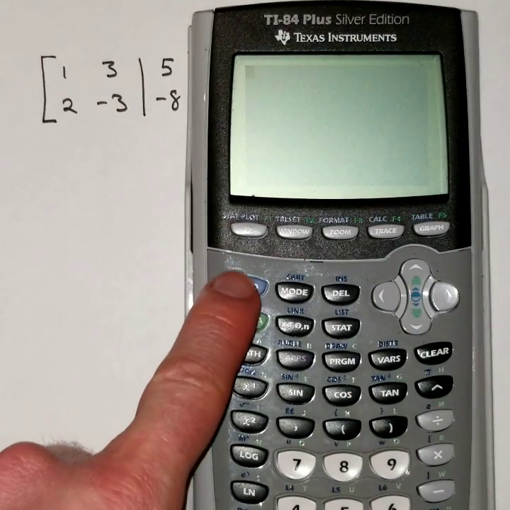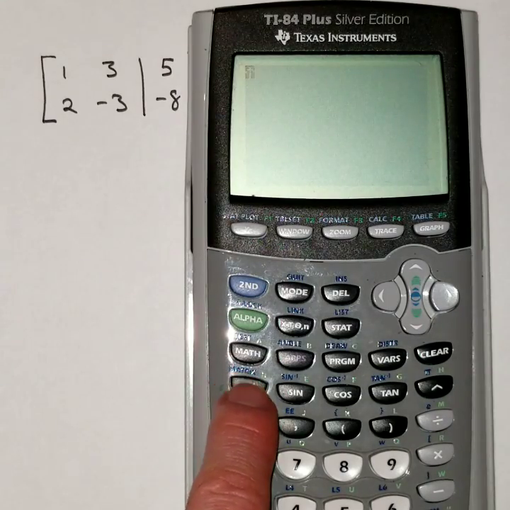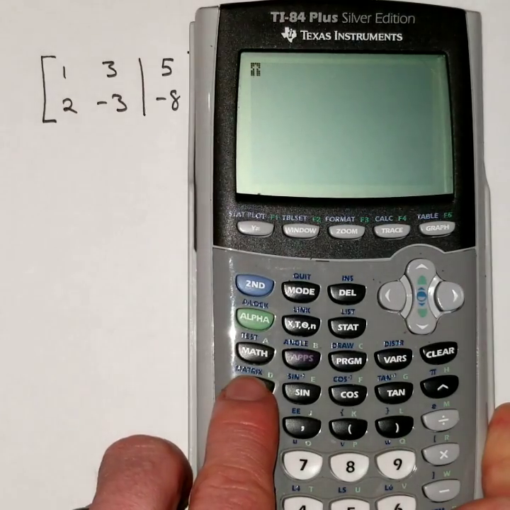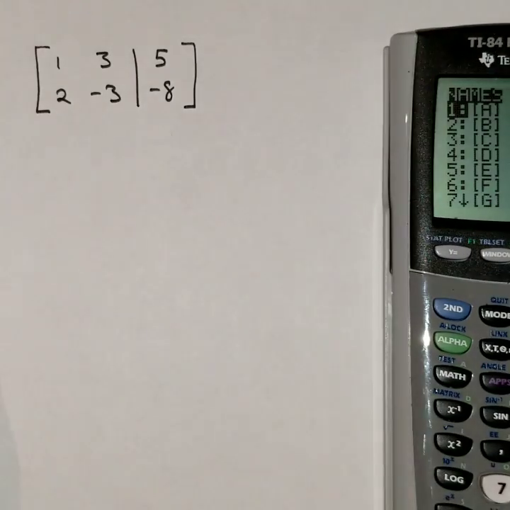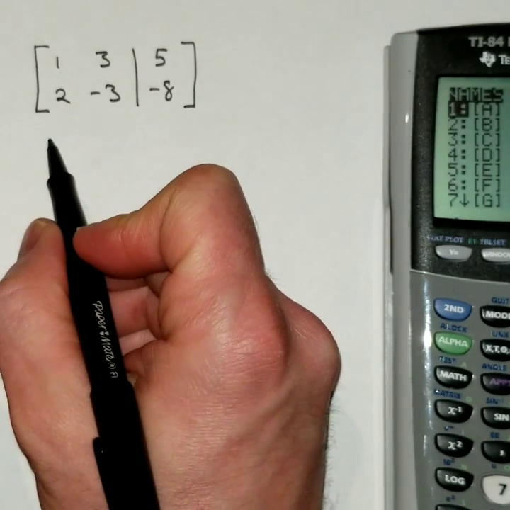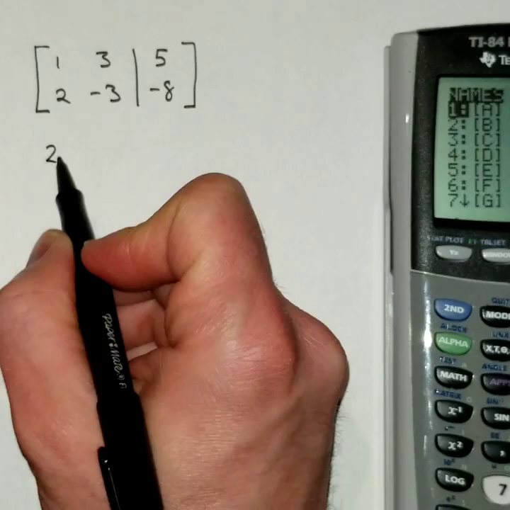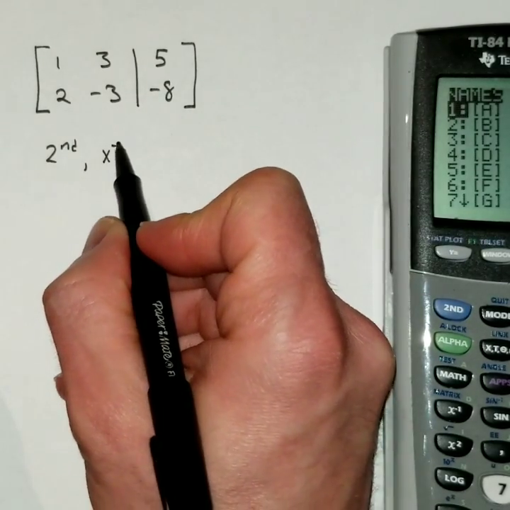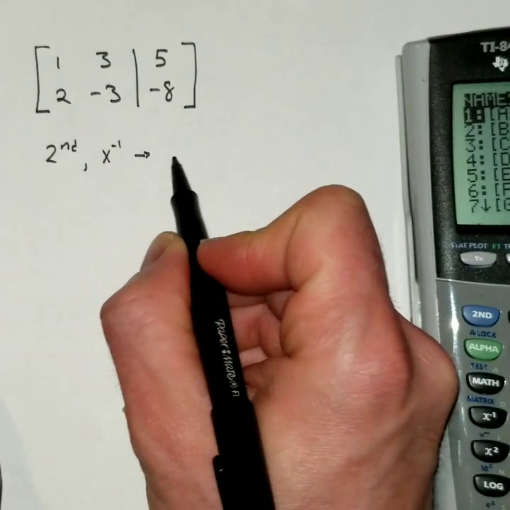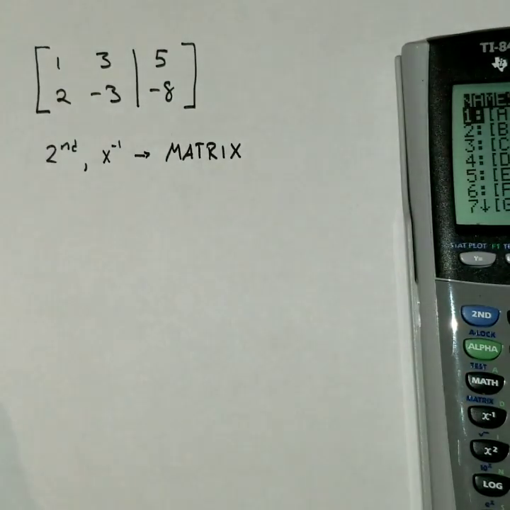I'll show you where that is. You hit the second button, and then the X inverse button has the word matrix above it. I don't know if you can see it with the glare there, but you can see it at home on your calculators. The matrix button. Okay, so we're going to hit the second button. I like to write these instructions out, followed by the X inverse button, and that gets you to the matrix menu. Okay.